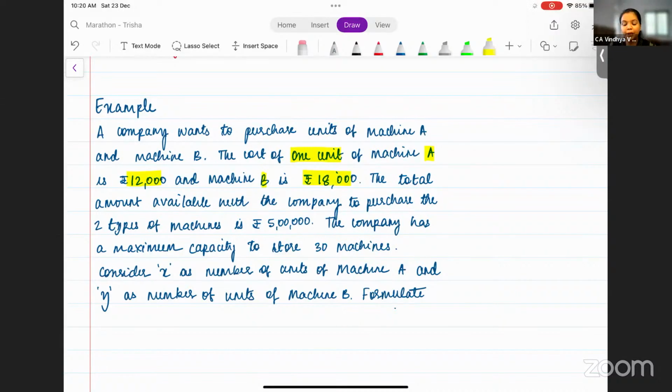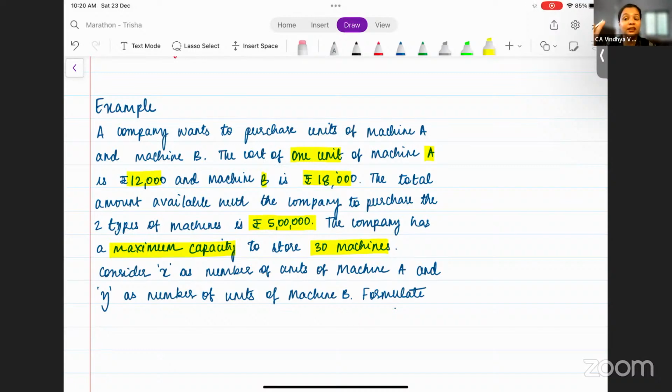The total amount available with the company to purchase the two types of machines is rupees 5 lakhs. Important, because its value matters. The company has a maximum capacity to store 30 machines. Consider X as the number of units of machine A and Y as the number of units of machine B. Formulate.